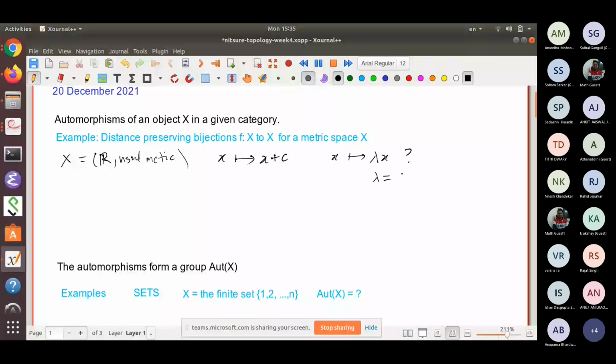And so I can in general combine these together and I'll have x goes to x plus c. This is one kind of thing, and x goes to minus x plus c. That's the other kind of thing. These are all the possible automorphisms which preserve metric. Nothing else. So you have to prove it. There is nothing else. So that's automorphisms in the category of metric spaces.